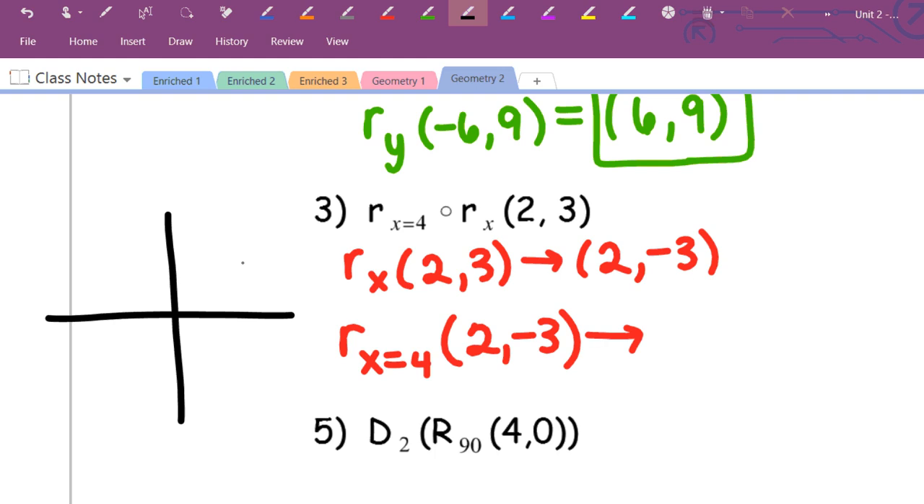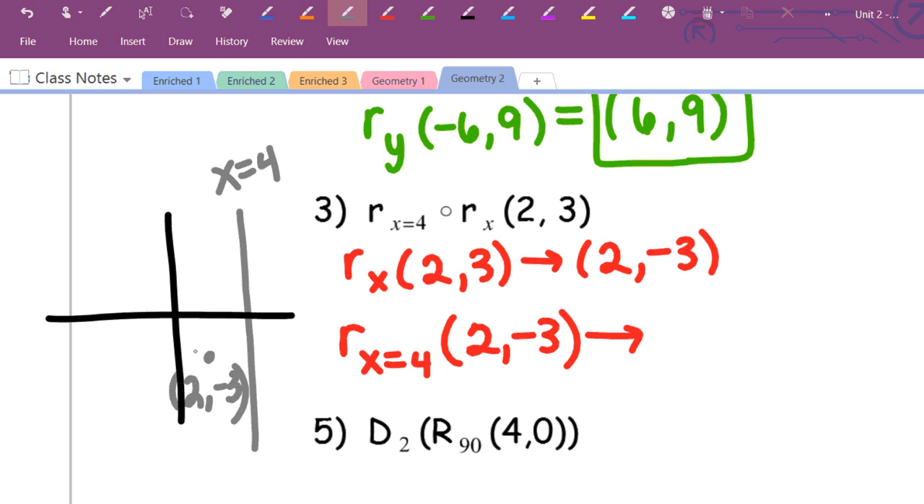Tyler, x equals lines. Do they go up and down or side to side? So if x equals 4, I'm going to draw that here. This is x equals 4 if we need it. We've got a point to plot, which would be 2, -3. Is that our point? Okay. Now 2, -3 is going to get reflected over that line. So we're going to be in quad 4. What's our new coordinate going to be?